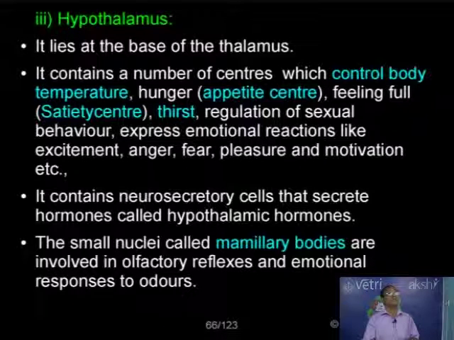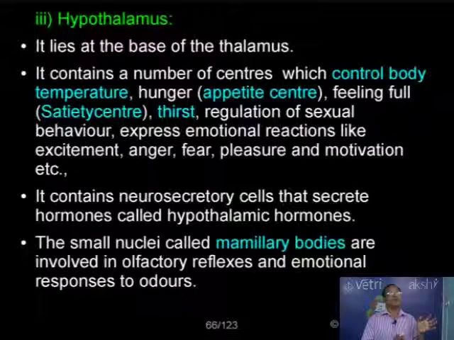In addition, there are small nuclei called mammillary bodies in the hypothalamus, which are involved in olfactory reflexes and emotional responses to odor. When a person senses an aroma or a pleasant food smell, there is a change in facial expression, and that is exhibited by the hypothalamus because of the mammillary body. It is a collection of cell bodies involved in olfactory reflexes, the sense of smell. Accordingly, there is a change in facial expression and emotional responses, depending on a pleasant or bad smell. That is because of the hypothalamus.